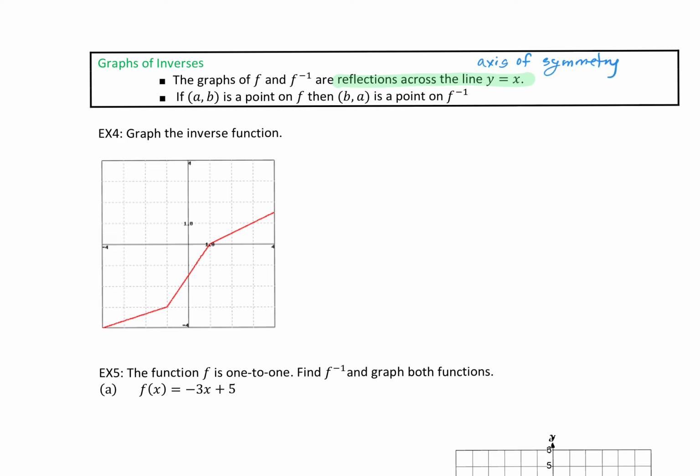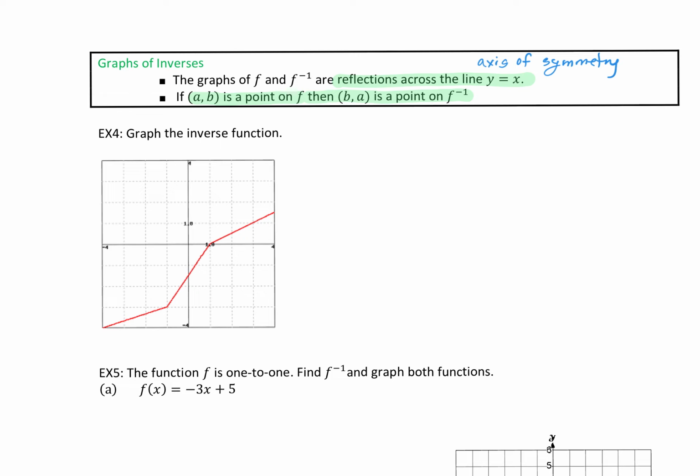Okay, and then another property that we get, and this is really important, is that if you have some point (a, b) and it's on the function f, then if you flip them, (b, a) is a point on its inverse. And that makes sense because remember when we were finding the inverse of the function, we exchanged the x's and the y's. So if you have a point (x, y) on your function, (y, x) is going to be on its inverse.